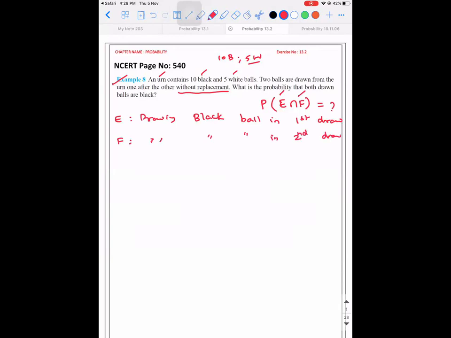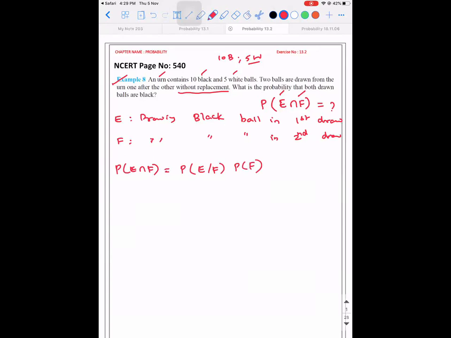In the second draw, they want black balls to come out in both draws. So the probability of E intersection F, according to the formula, is the probability of E given F into the probability of F, or you can write the probability of F given E into the probability of E. Both will give you the same answer.